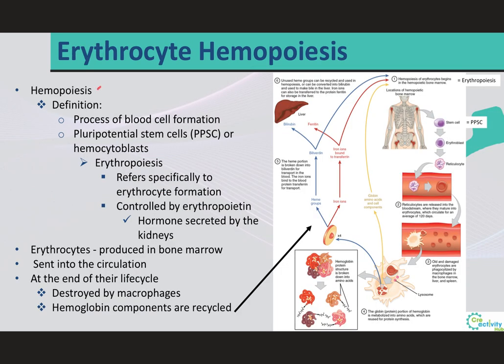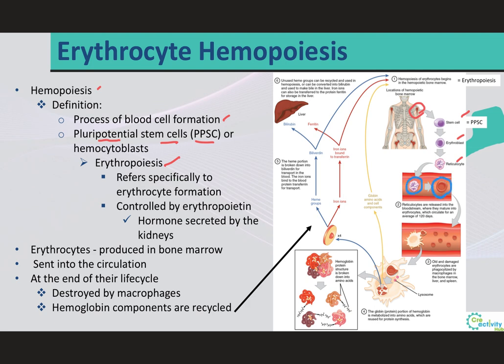Hemopoiesis is the process of blood cell formation, and the stem cells, which are called pluripotential stem cells or PPSC, are ultimately going to give rise to all the blood cells. And the process of erythrocyte formation, or red blood cell formation, is termed erythropoiesis, and they will start to be produced in the bone marrow. Therefore, a stem cell will differentiate into an erythroblast, which will then become a reticulocyte, and this reticulocyte will reach the blood vessels and mature into an erythrocyte.